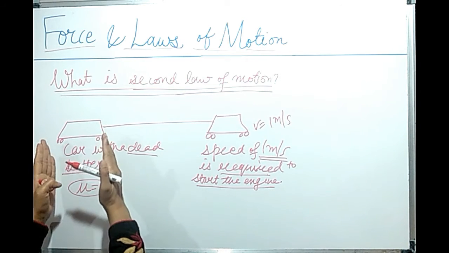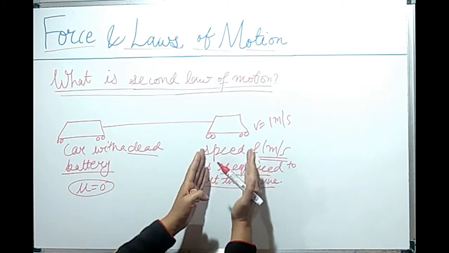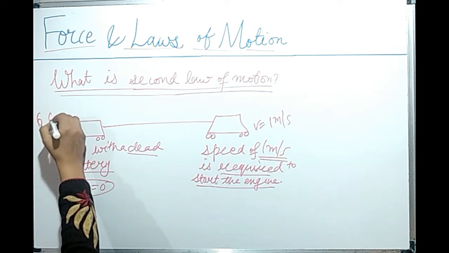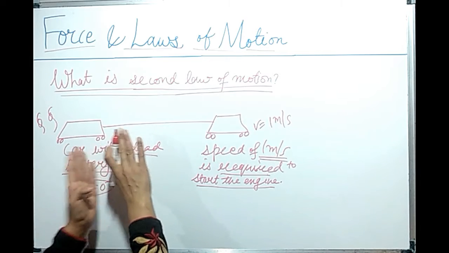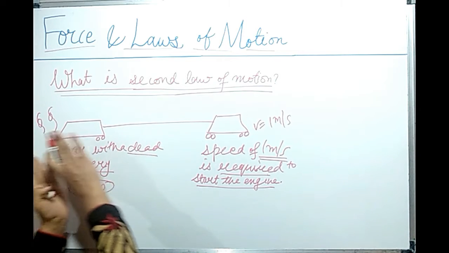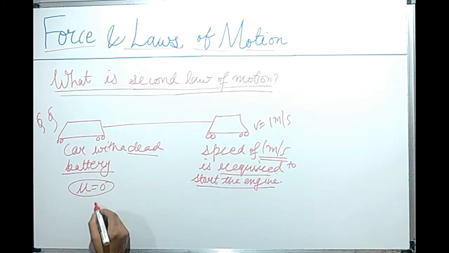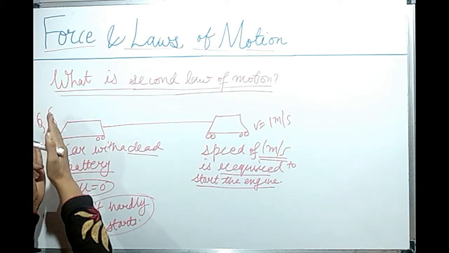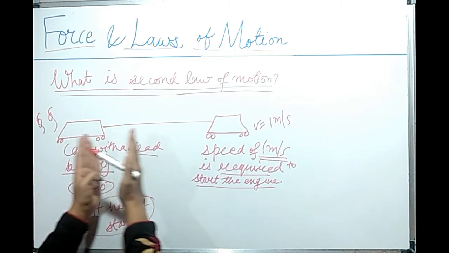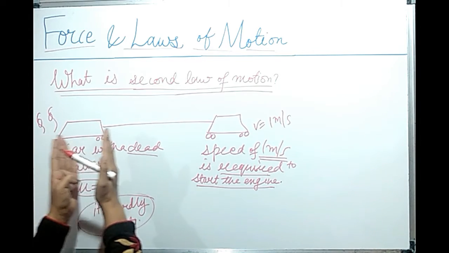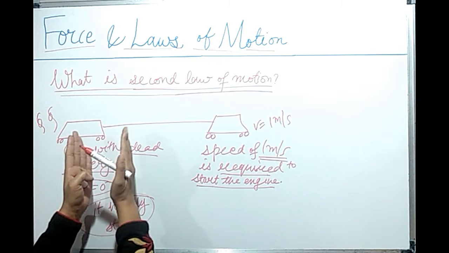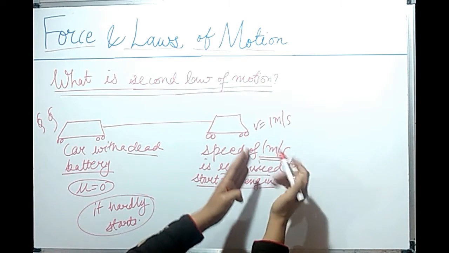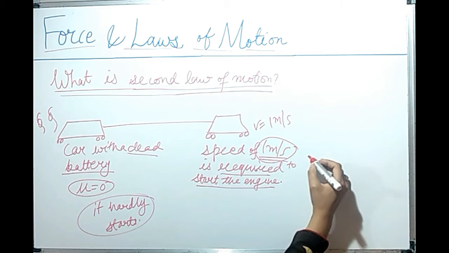Now how can we start this car? How can we bring it to the speed of 1 meter per second and start the engine? Let's say one or two persons come and suddenly push the car. That means they are applying force. It hardly starts initially. But when these two persons continuously apply this force for some time, pushing the car, then after some time the car may attain the speed of 1 meter per second and the engine starts.